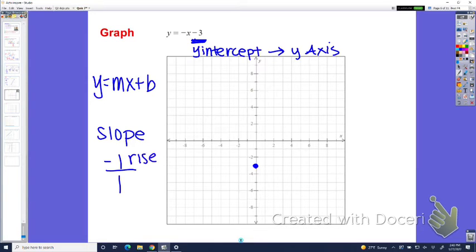So this means a -1 rise and a +1 run. So if I drop down 1, I'm running to the right 1. Or I can go up and to the left. Up 1, left 1. So this would be a negative slope.